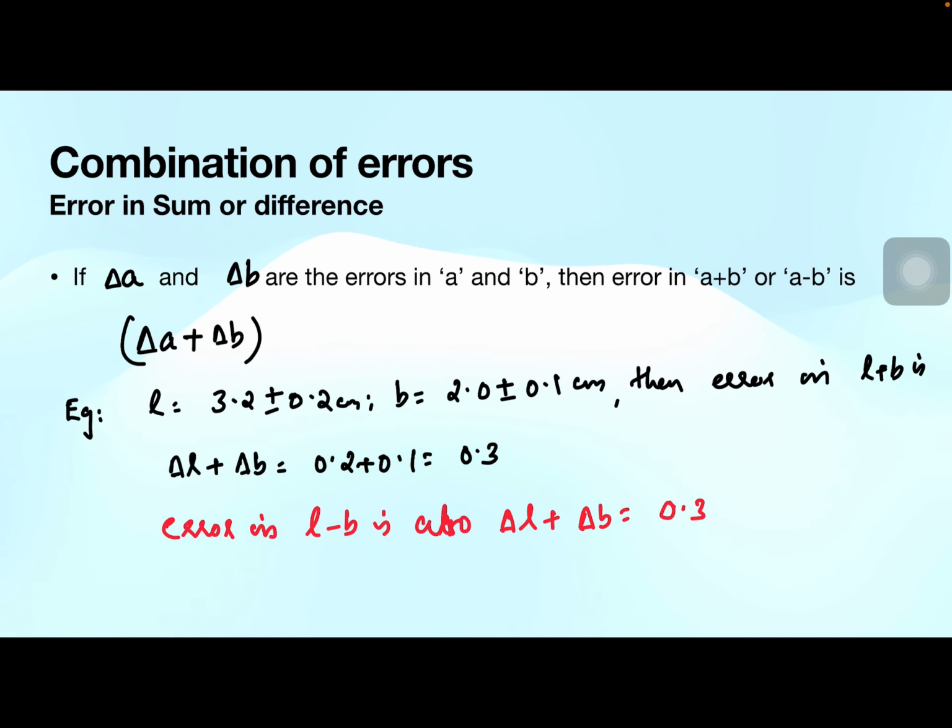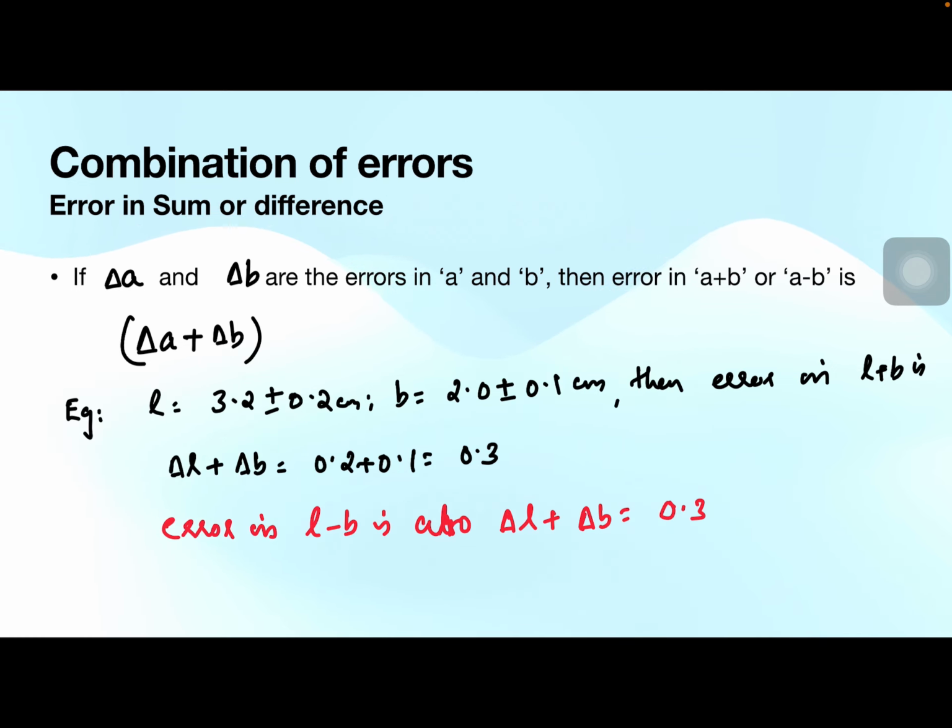Now the next term, combination of errors. Here we are performing different operations: addition, subtraction, multiplication, division, then exponent functions. In such types of measurements, there are some methods to get the net error of that particular experiment. So that is referred to as combination of errors.